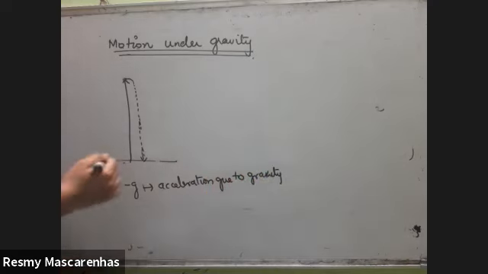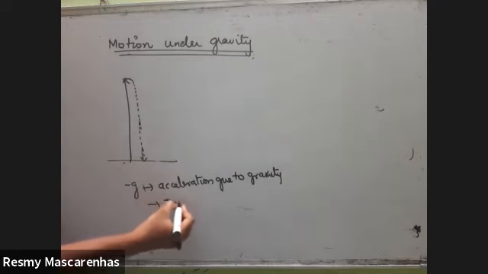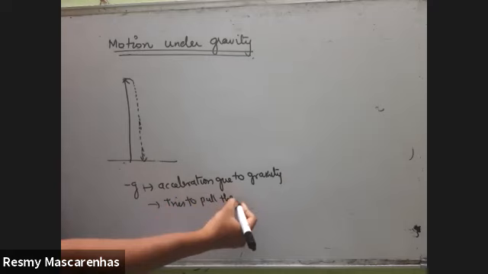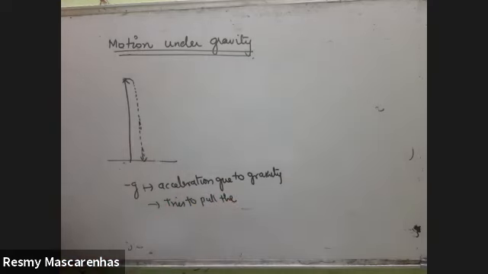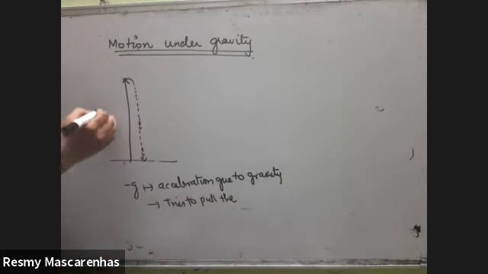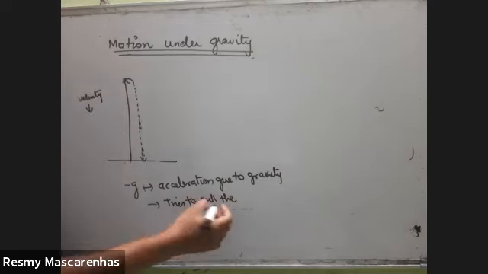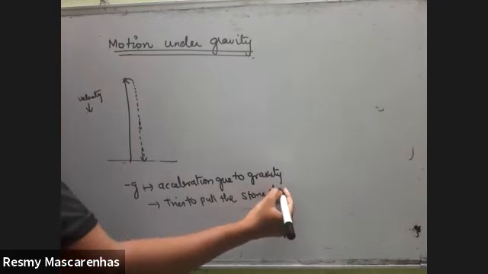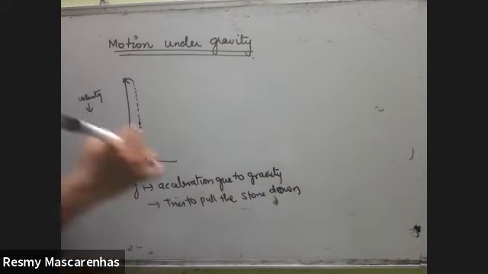So this is why it is negative, because gravity tries to pull. The stone wants to go up, but gravity is trying to pull it down. So it's a negative impact on the speed. What will happen? The velocity will decrease as it goes up. So gravity tries to pull the stone down. So that's why it is negative.